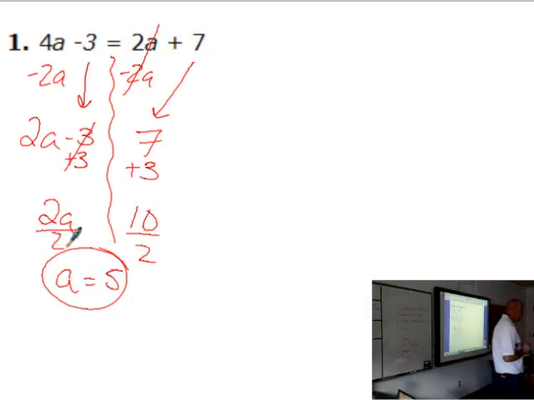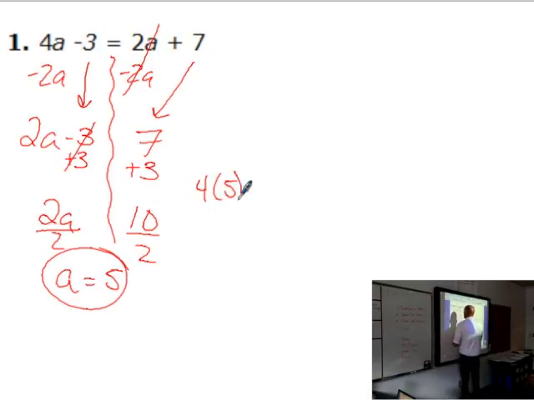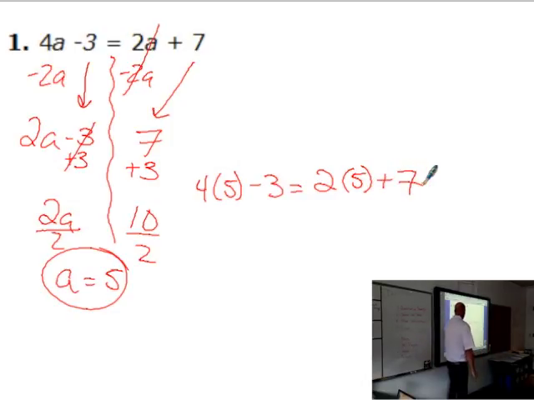Okay? Are we done? No, we're not. Check. We're going to check. Now, because we're not going to be doing a lot of problems, you're going to check every problem, except for on the exam. Okay? So let's rewrite it. We're going to write 4, and wherever there's an A, we're going to have a parentheses what? 5. Right. Parentheses 5 minus 3 equals 2, and then parentheses 5 plus 7. Now this is where you actually have to calculate.